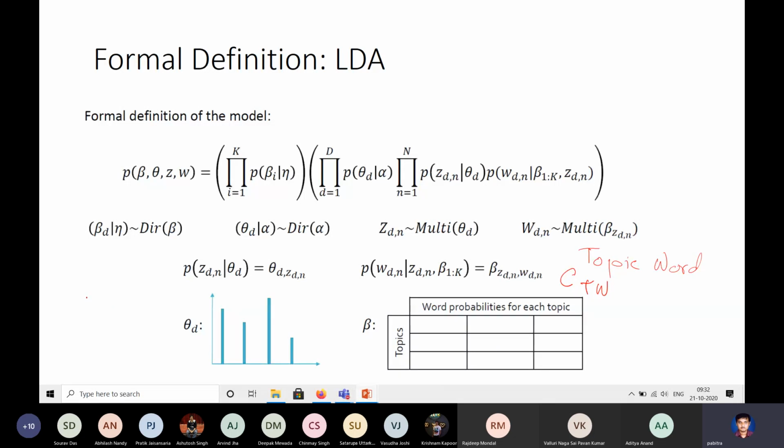And the other is the topic proportion, which is the topic document matrix. What proportion of topics form a document? So these two matrices are very important, and each row of the matrix represents a point.